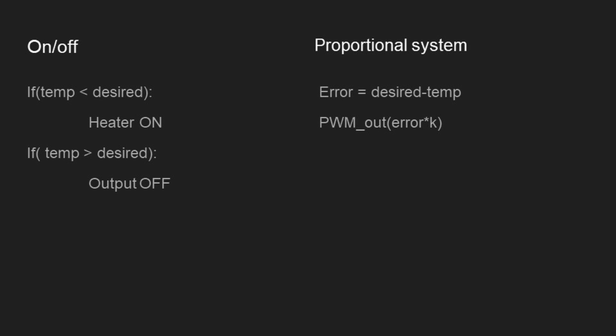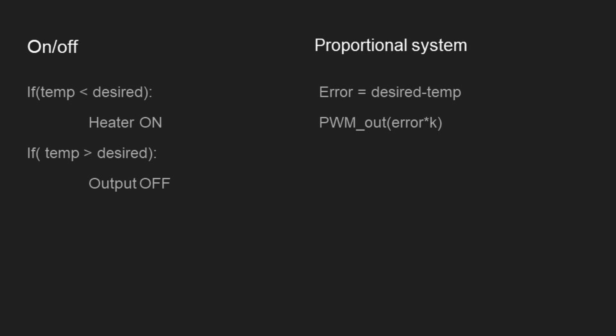So as we just discussed, the on-off approach is where if the temperature is lower than the desired temperature, then we want the heater on. If the temperature is above the desired temperature, then we just want the heater off. So that's the most basic you can really get it.